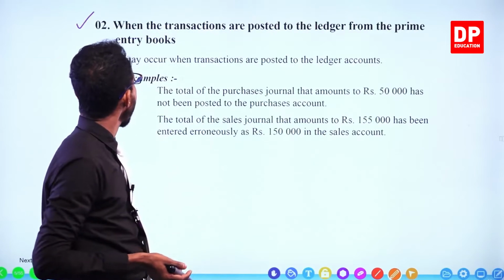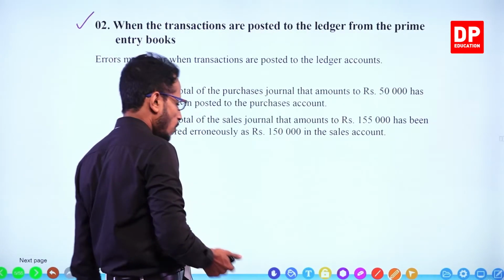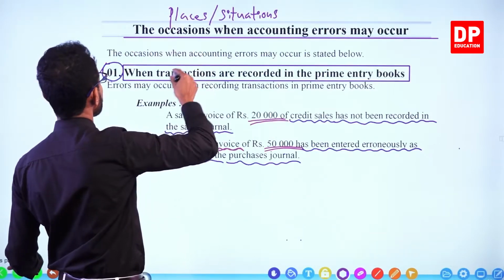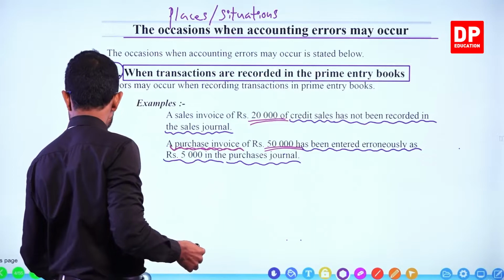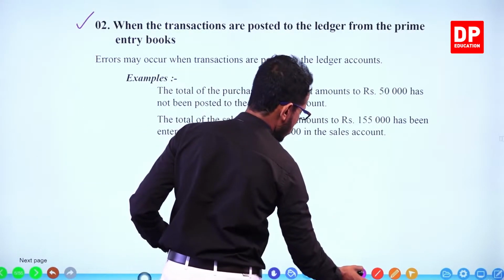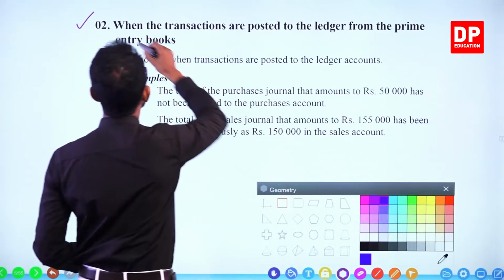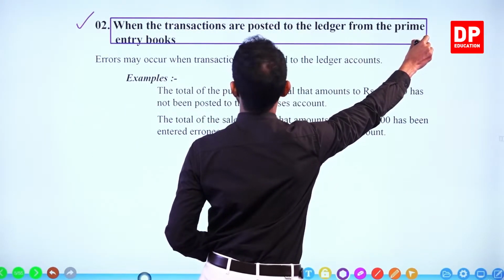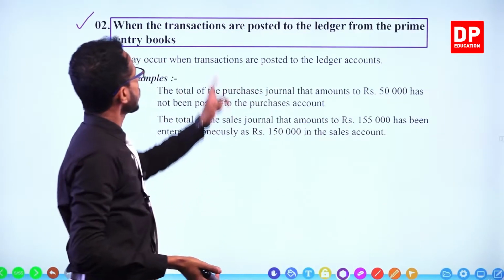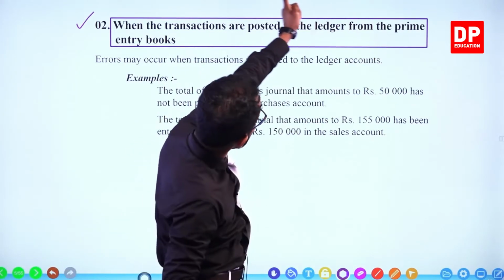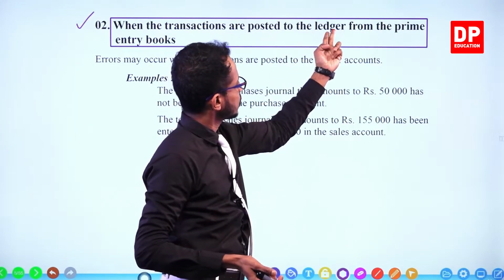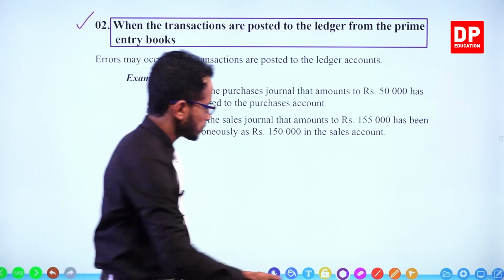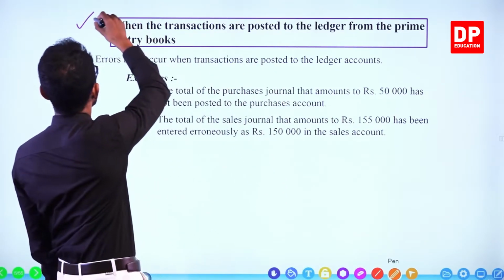Second, when transactions are posted to the ledgers. First, transactions are recorded in the prime entry books. Second, when transactions are posted to the ledger accounts, posted to the ledger from the prime entry books. That is another place where errors could occur.